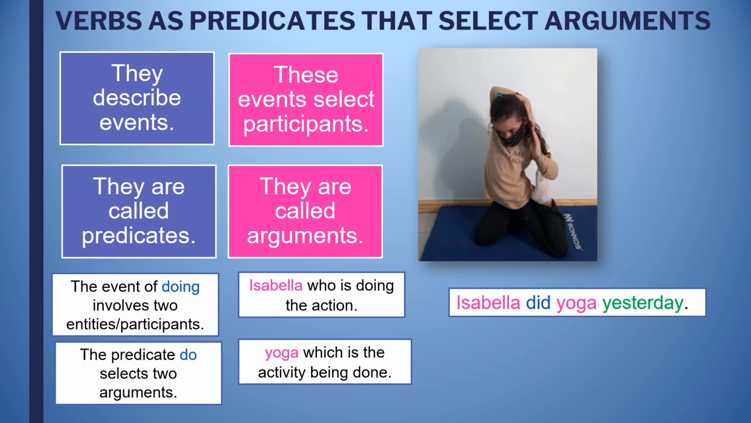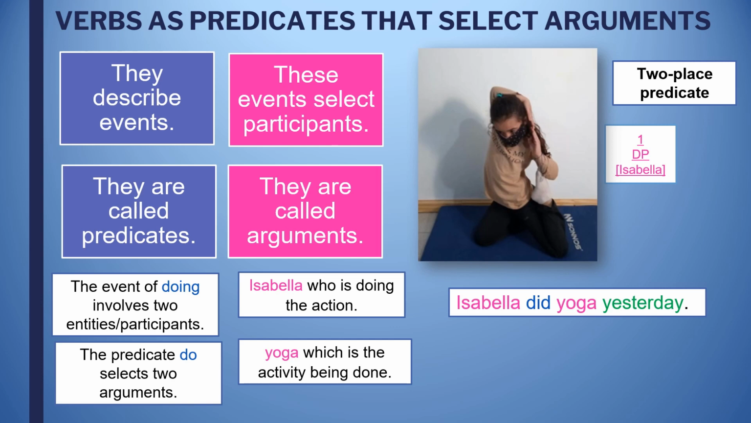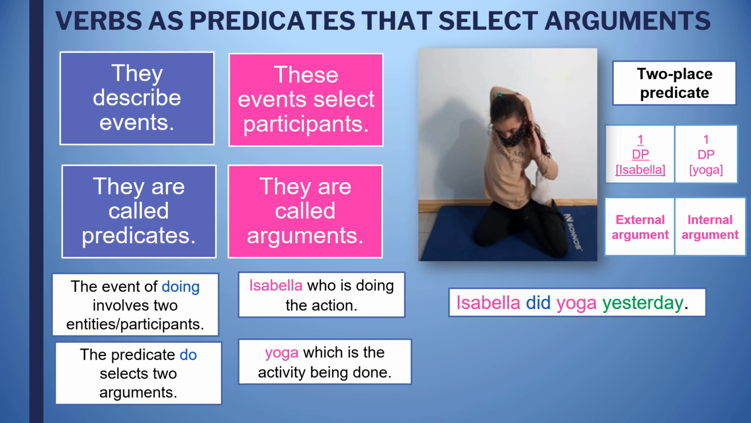The technical term to describe this is the following. Do is a two-place predicate. This means that it selects two arguments, the DP Isabella and the DP yoga. The DP Isabella is the external argument and the DP yoga is the internal argument. These two DPs are obligatory, so they cannot be omitted. If that is the case and any of the two arguments is missing, the sentence will not be grammatical.